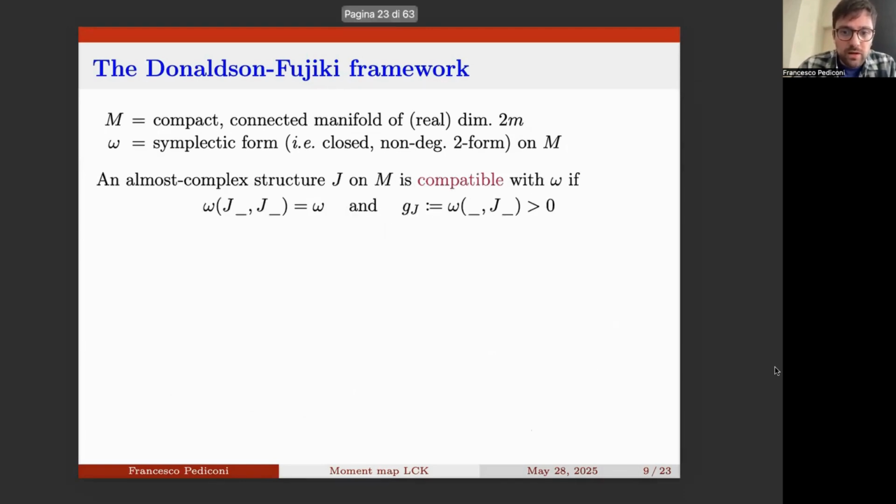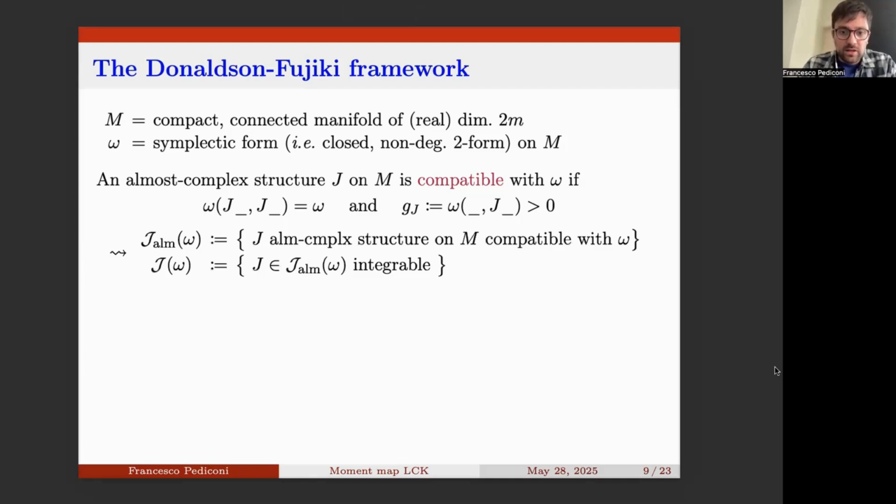Moving forward, we say that an almost complex structure J on the manifold M is compatible with your fixed symplectic form if the following two conditions are satisfied. First of all, you ask that omega is of type (1,1) with respect to J, meaning that if you compose omega with J in both entries, you end up with omega itself. The second condition is that whenever you compose omega with J on the second entry, you get a symmetric 0-2 tensor, and you ask it to be positive definite, so that it gives you a Riemannian metric on the manifold M.